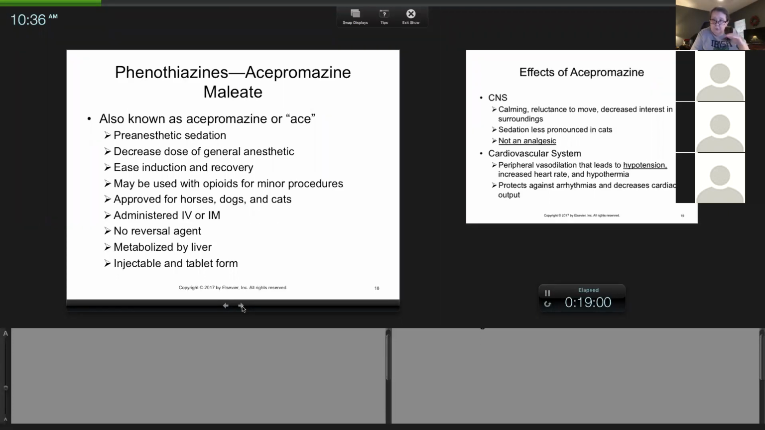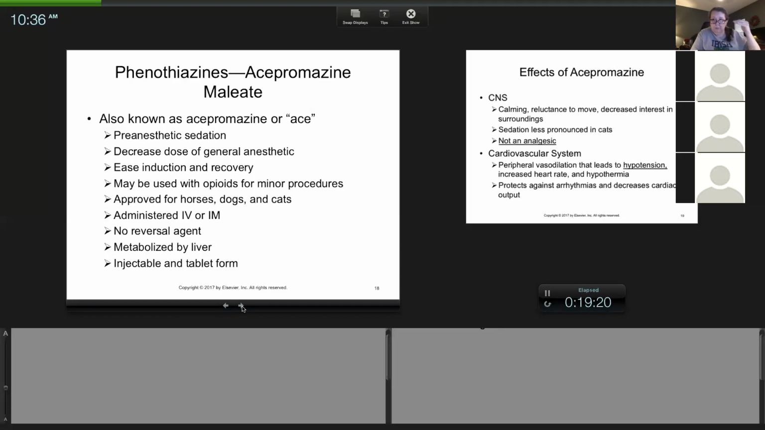But if I was going to do a laceration repair, say they cut their leg on a fence or got in a dog fight, if you give acepromazine, it may calm them for the procedure, but it's not going to treat the pain.